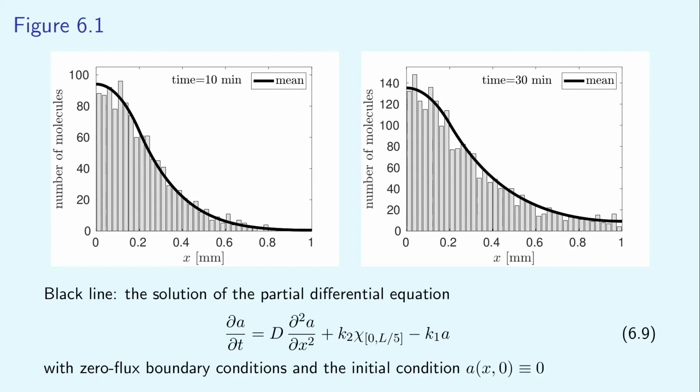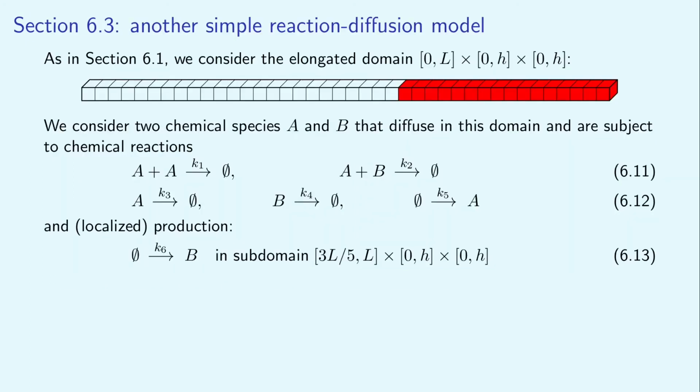Snapshots from this video are presented in figure 6.1, showing the numbers of molecules in compartments at times 10 minutes and 30 minutes. Another compartment-based stochastic reaction diffusion model is presented in section 6.3. This model illustrates that it is relatively straightforward to implement any reaction diffusion system using the compartment-based approach.